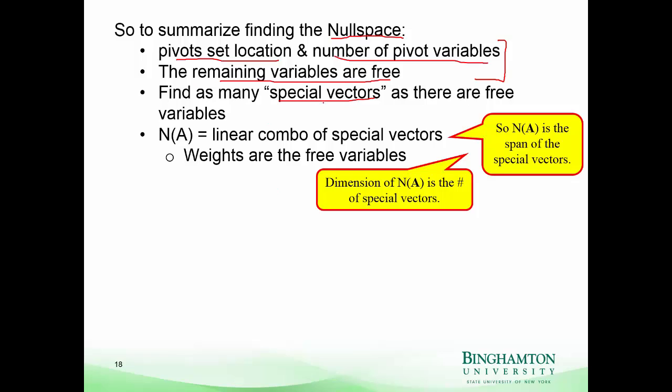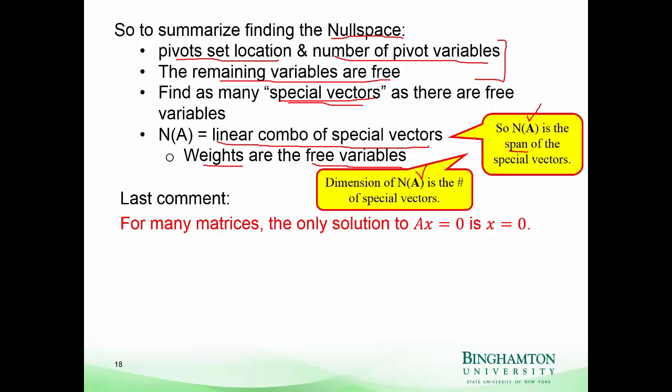So we'll find as many special vectors as there are free variables. So that will tell us the dimension of the null space. And then we form a linear combination of the special vectors. And remember, the weights that we put on that linear combination are the symbols for the free variables. So in a sense, what we've established here is that once we find those special vectors, the null space is just the span of those special vectors. And since the special vectors are linearly independent, the dimension of the null space is the number of special vectors.